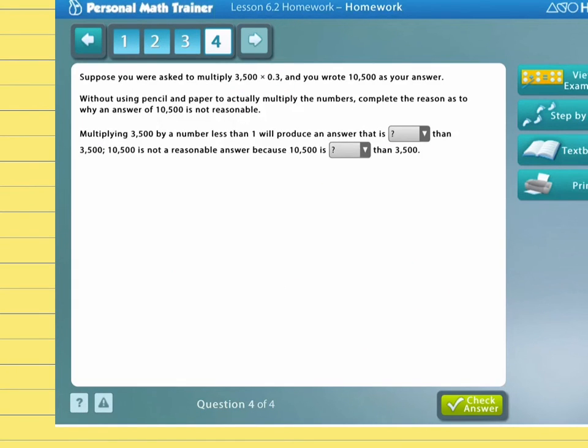All right, this was just an estimation problem. Number 4, if you have 3,500 times 3/10, you know that 3/10 here is less than a whole. So there's no way your answer could be 10,500. Multiplying 3,500 by a number less than 1 will produce an answer that is less than 3,500. So 10,500 is not reasonable because that number is greater than 3,500. So that's a fairly straightforward problem.